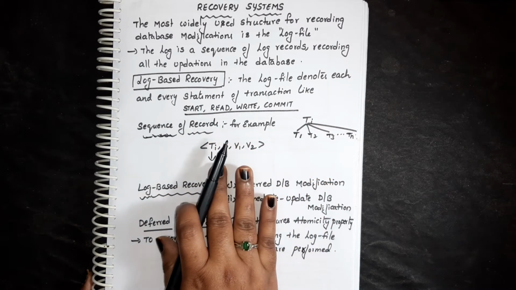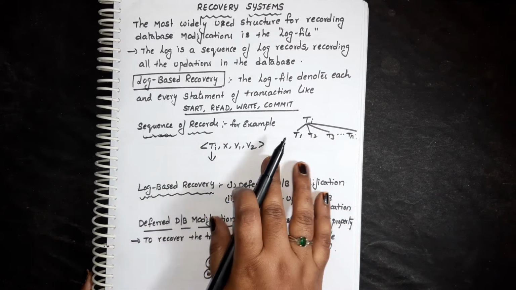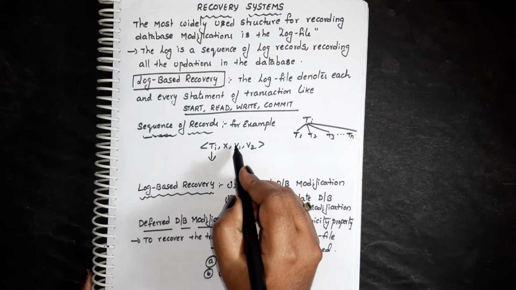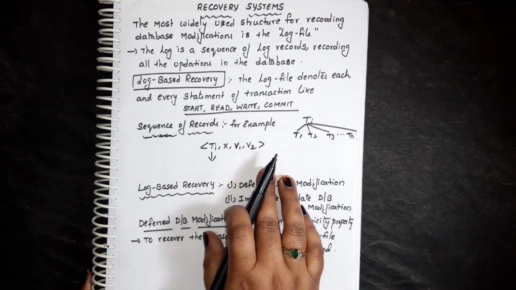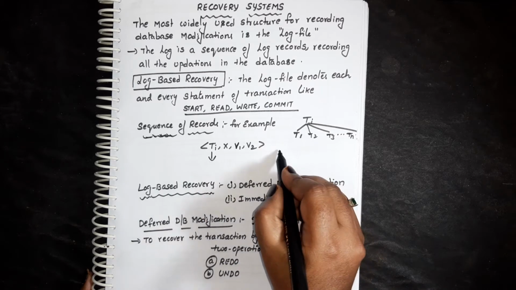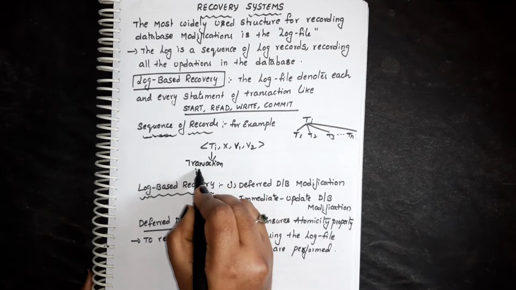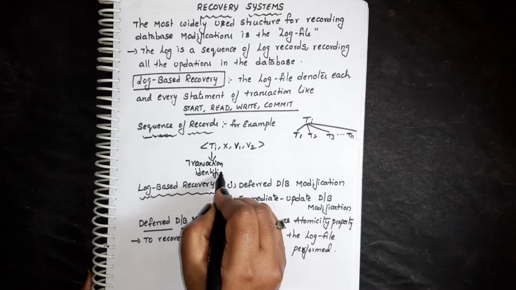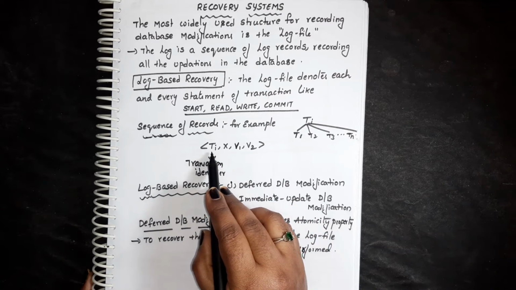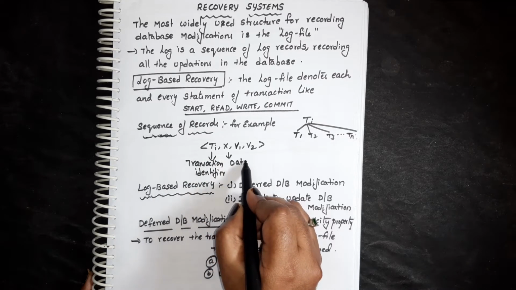So how can you write a log file? What is a log record? You define the set of log records. Here I am writing one example, the syntax of the log record. First, you define Ti. Ti is a transaction identifier. Whether it is a T0 transaction, a T1 transaction or a T2 transaction, it can be defined in Ti. Next, X is a data item.